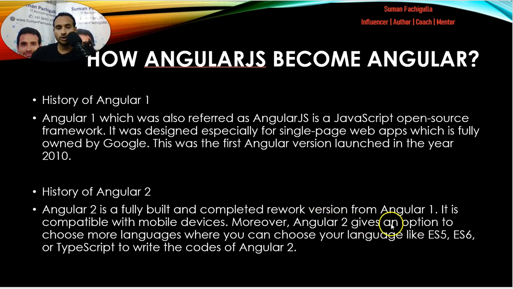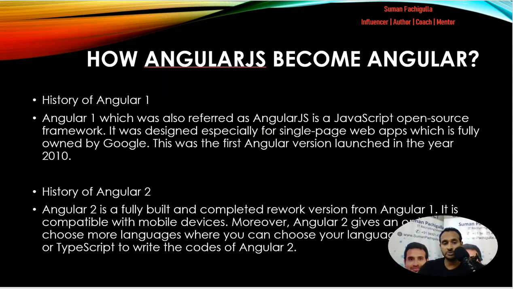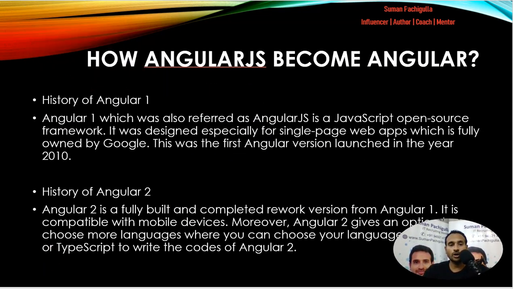Moreover, Angular 2 gives an option to choose more languages. We saw, right? What are the more languages? If you are using the Angular 2 framework to build a web application, you can use ES5, ES6 or TypeScript. ES5, ES6 is nothing but another version of JavaScript to write code for Angular 2. Once they write code with TypeScript, they compile it and make it JavaScript friendly so that the website understands. All right, so that's how it started.